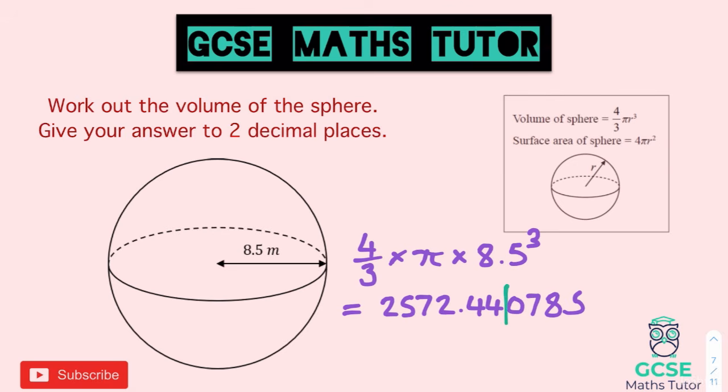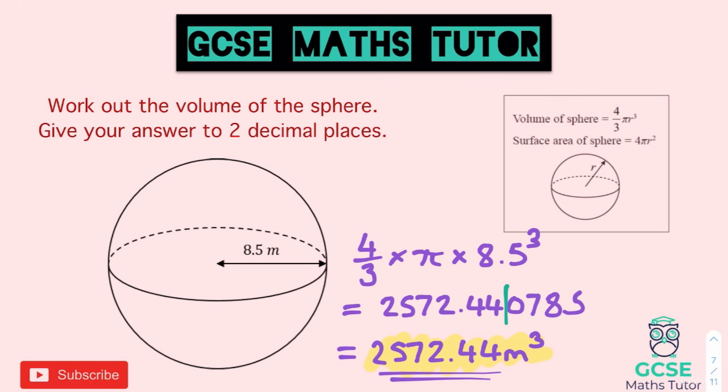So chop it after the 4, and then write our final answer, which is 2,572.44. It's in metres, so metres cubed as it's a volume. And there we go, there's our final answer. So that's how you work out the surface area and the volume of a sphere.